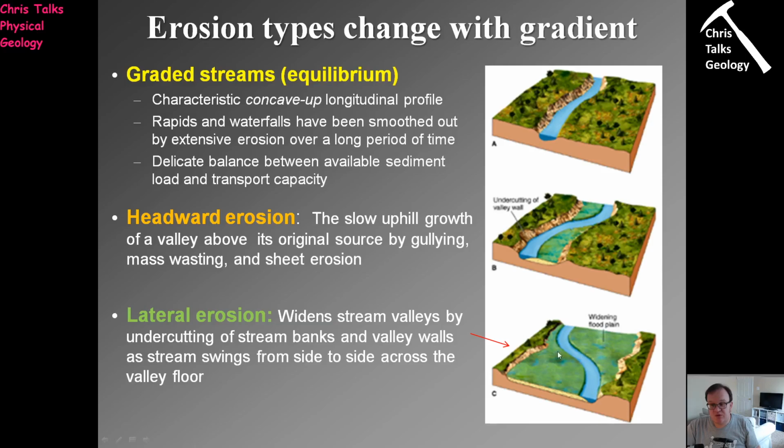And so what you end up with is this big flat area, which we call the floodplain, and that's the area across which the river will move laterally. And then it will typically have high ground either side, which is above the floodplain. Okay, so those are our two main types of erosion that a river will produce. Headward erosion towards the river's source, and lateral erosion associated with meandering rivers, where the river will move from side to side.